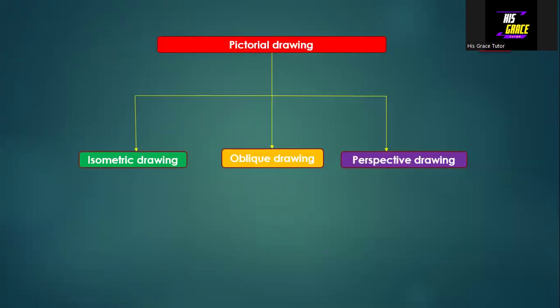Before we go on to look at isometric drawing fully, we want to let you know that there's a particular drawing that we call pictorial drawing. And pictorial drawing is divided into 3. We have isometric drawing, we have oblique drawing, then we have perspective drawing. So we'll be taking each of these one by one. But now we are focusing on isometric drawing.